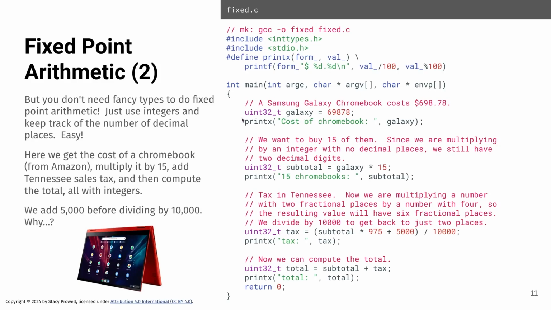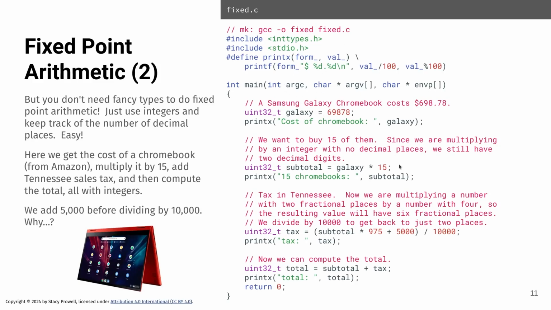So then I come in here, and the Samsung Galaxy Chromebook costs, the time I looked this up, $698.78. So I'll convert that to an integer, 69878, just remembering that the decimal goes 2 places in. And I can use printx to print that out, and it'll print out 698.78 correctly formatted.